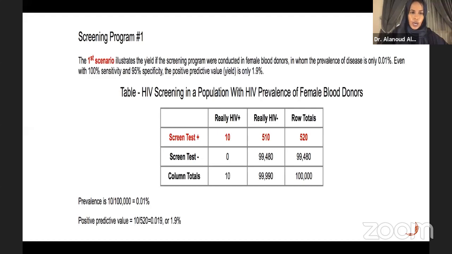This hypothetical example, you are testing a group of female blood donors, and you are testing for HIV. The HIV screening test is a very sensitive test. However, because the prevalence of HIV in female donors, of course, is very low, when you calculate your positive predictive value, it's only 1.9%, though the sensitivity of the test is 100% and specificity 95%. Can you see? This is a very important point.